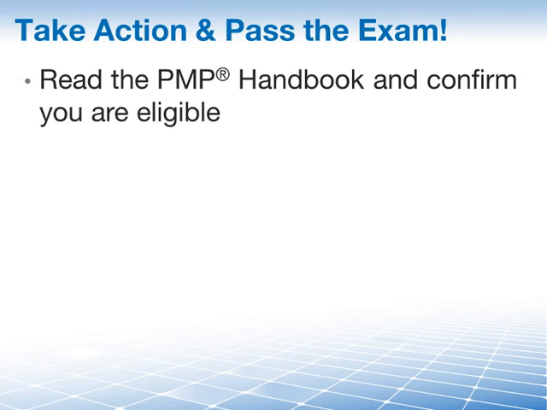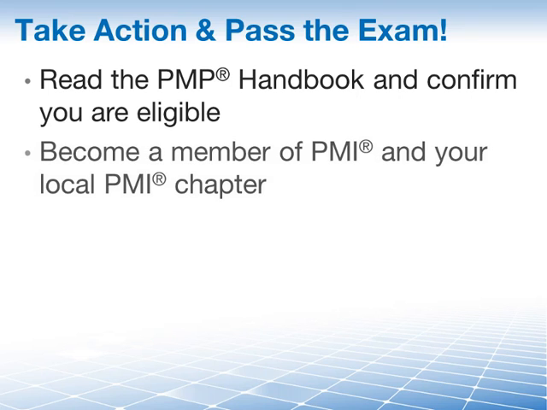First of all, you want to read the PMP handbook and you want to confirm that you are eligible. By reading the PMP handbook, you will also get acquainted with the administrative side of the PMP exam. Then you want to become a member of PMI and your local PMI chapter, because being a member of PMI will give you a discount on your application. The discount is actually greater than your membership fee, and often local PMI chapters have classes that you may want to participate in locally, and you get a discount there as well.